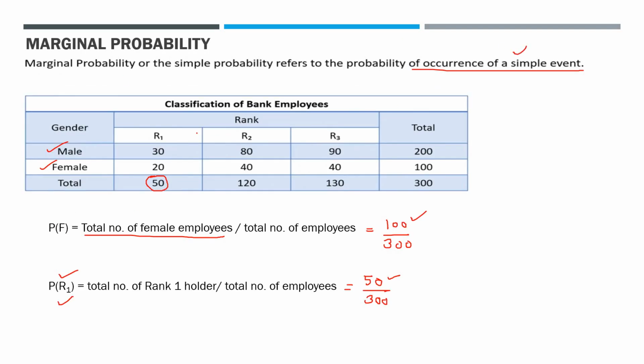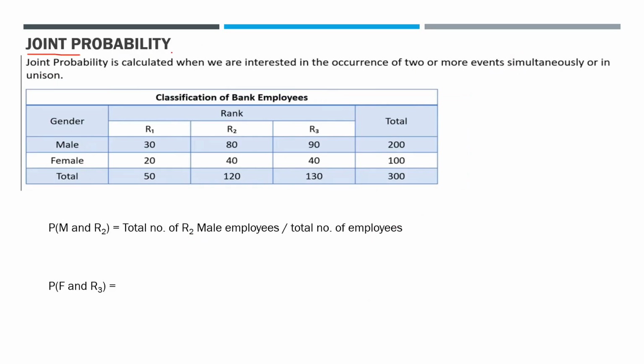Now, marginal probability is only for a single event, or simple event, while joint probability is the calculation of the probability for the occurrence of two or more events simultaneously. If we take the same example, we can calculate the probability of having a male and rank 2 holder. What is the total number of R2 male employees? This is 80. So these 80 are R2, that is rank 2, male employees. And what is the total number of employees? That is equal to 300, both male and female. This is for the combination of two events.